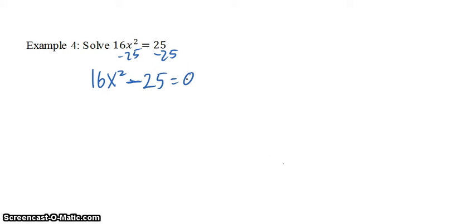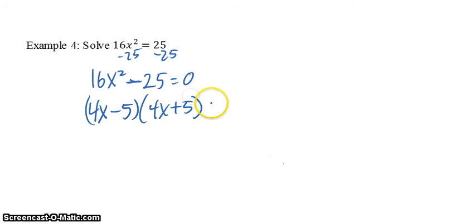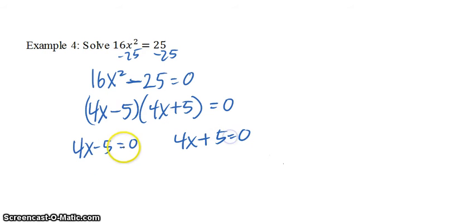Do they have a GCF? No. Okay, so we're just going to do difference of squares. So I know that's going to be 4x minus 5 and 4x plus 5. So that's going to equal 0. So we have both of our factors, so we're going to set them both equal to 0. So we have 4x minus 5 equals 0 and 4x plus 5 equals 0. So I add 5 to both sides to get 4x equals 5. Divide by 4 to get x equals 5/4.